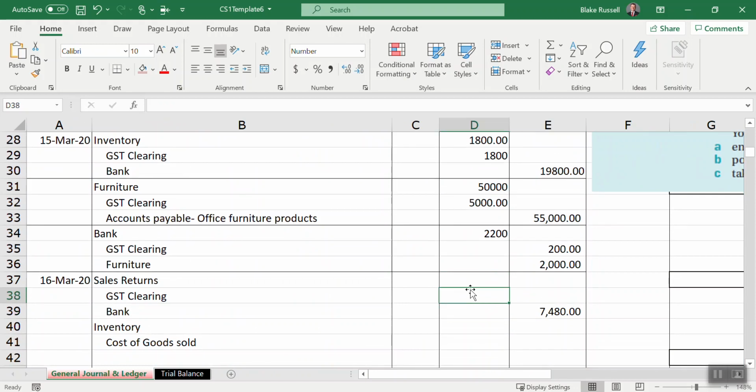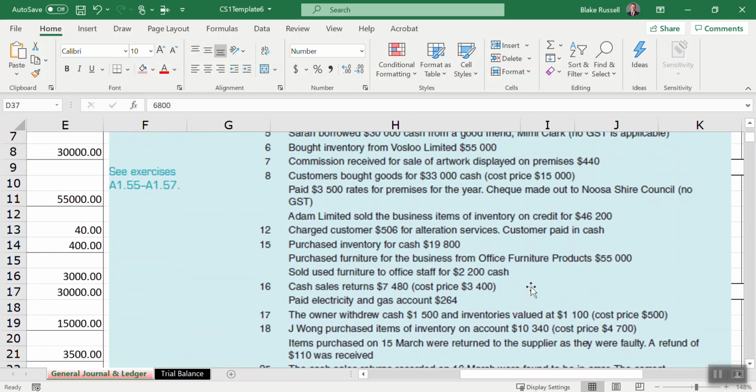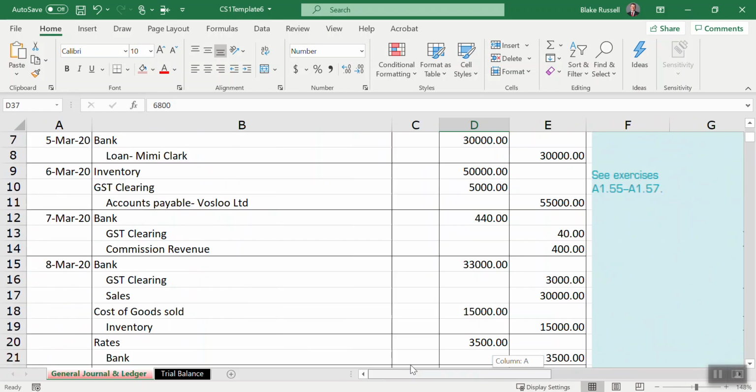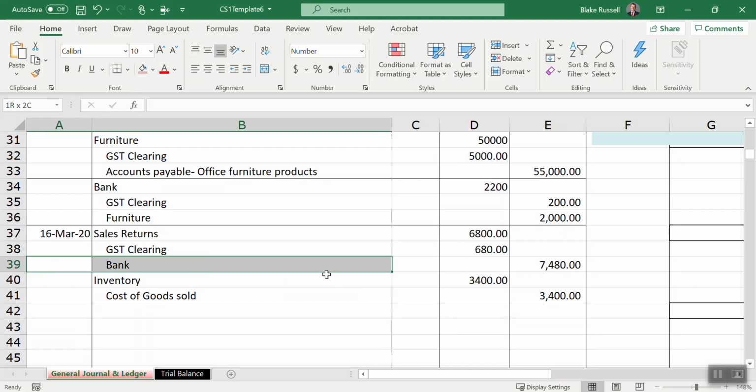Okay, it's made up of GST, and it says it's 800 of the actual return value of the goods, of the sale, sorry. 3,400 needs to be reimbursed from those as well.